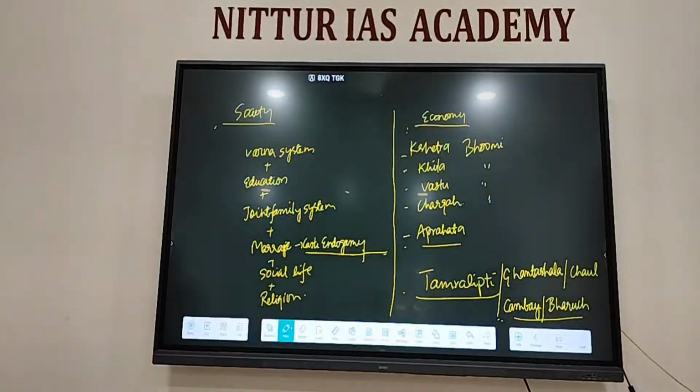Fine. So these are important elements of the economy part. From state controlled economy, you are seeing which type of economy? Feudal economy. Transition is happening from state controlled to feudal system. Any doubt regarding this one?